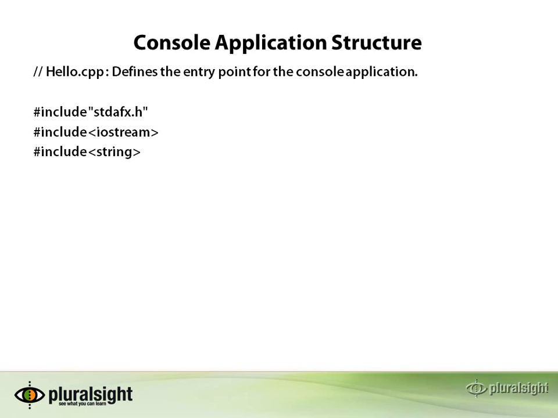You may notice that the first line has double quotes around the file name, and the other 2 lines have angle brackets. As well, the first line has a .h, and the other 2 lines do not. This is deliberate, and it actually makes sense. The double quoted line is referring to a file that is part of the solution we're compiling, and I'll show you that in a little while in the demo. The angle bracket lines are referring to parts of the standard library, functionality that comes with C++.